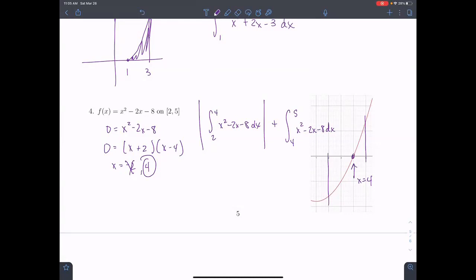When you work this out, this part gives you negative 28 thirds, so you're going to take the opposite value of that and then add it to 10 thirds. So 38 thirds for your answer for this area. So work those out and let me know if you guys need any help with that. I would be happy to help you more. Just let me know. Thank you.